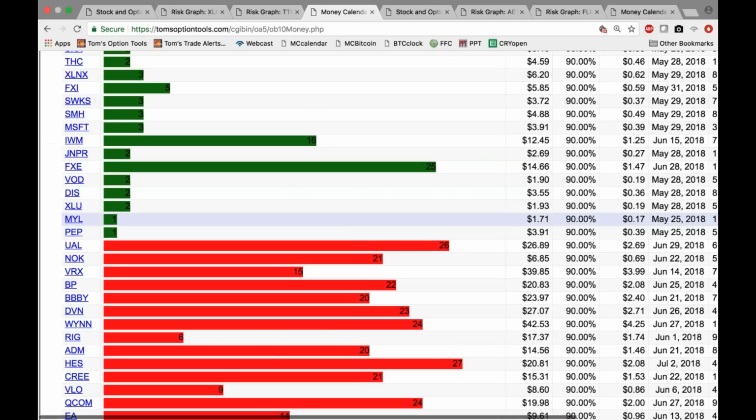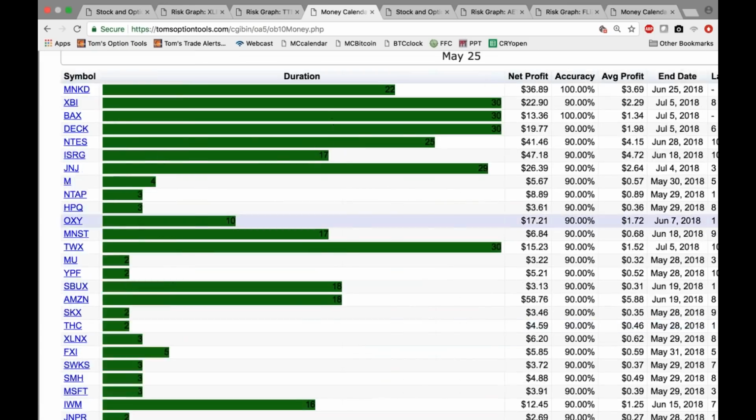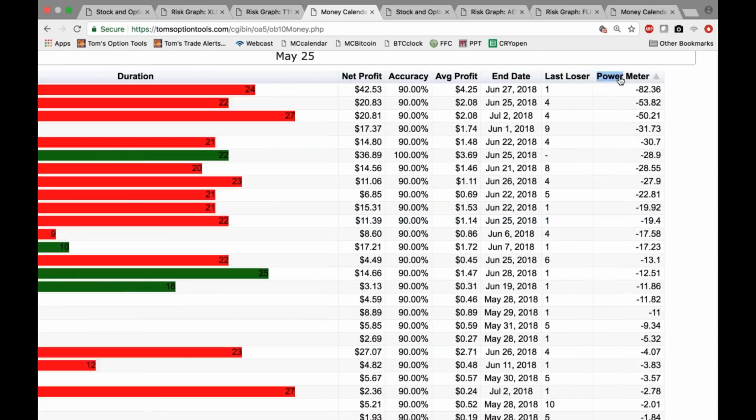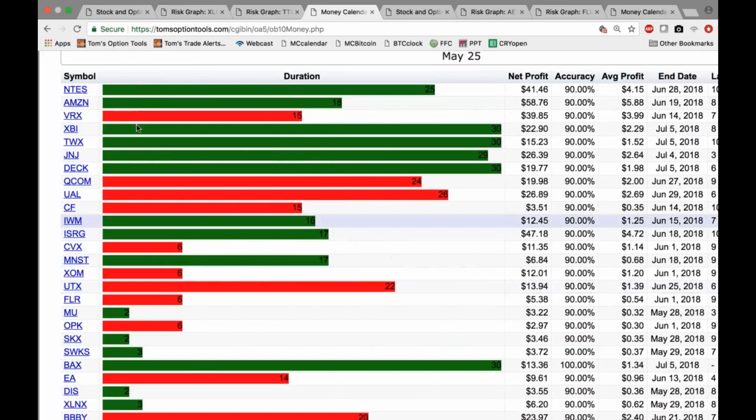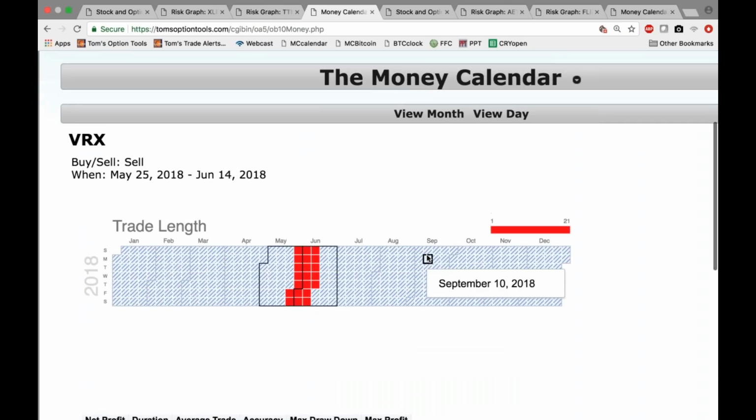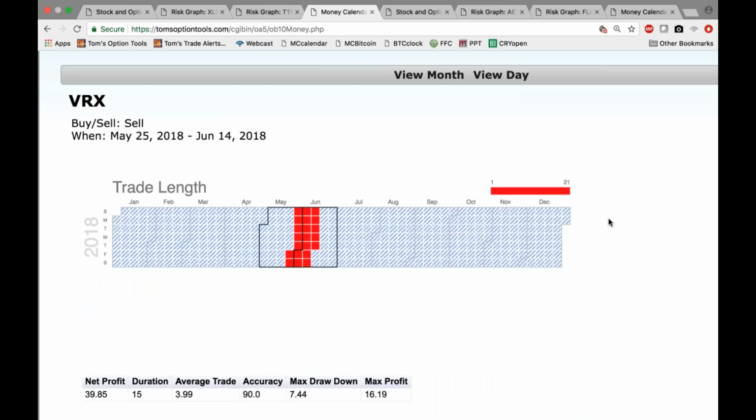Oh, I see some red on the screen. There's the red. But does the red come to the top when I click the power meter? Something did. VRX. I remember this stock. Is that Valiant? Jay, is that Valiant Pharmaceuticals? I'm trying to remember. Oh, it's Vertex.